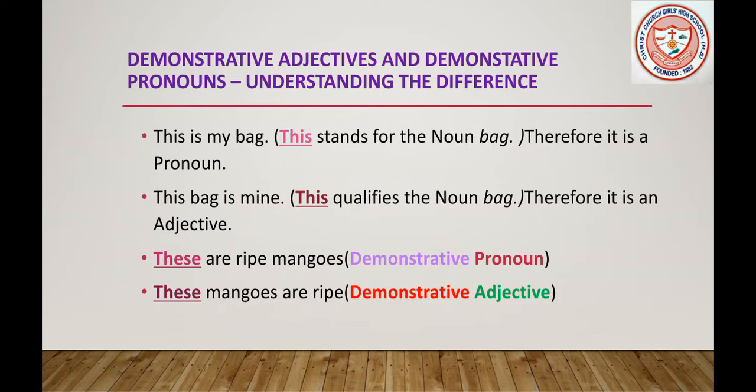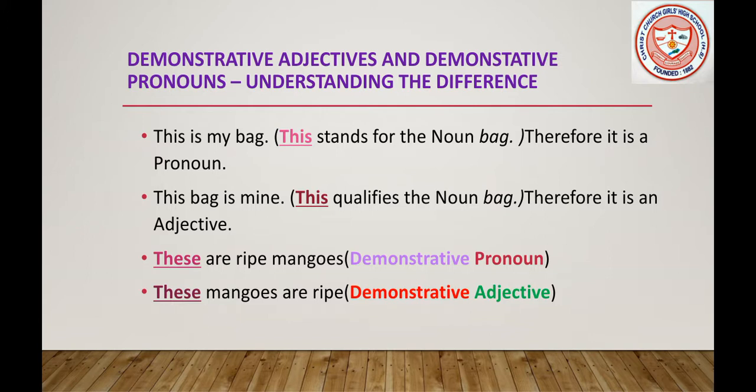Now, demonstrative adjectives and demonstrative pronouns, understanding the difference. In the first sentence we have, this is my bag. In this sentence we can clearly see that the word this stands for the noun bag and therefore it is a pronoun. But in the second sentence we have, this bag is mine. In this sentence, the word this qualifies the noun bag and therefore it is an adjective. What is an adjective? It is a describing word, right? So in the second sentence, this qualifies the noun bag and therefore it is an adjective, right?